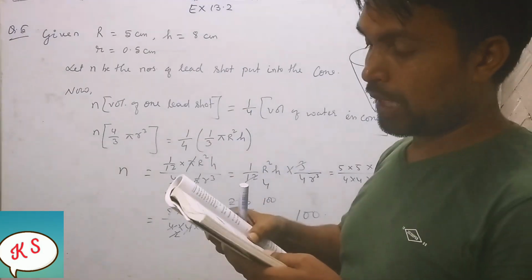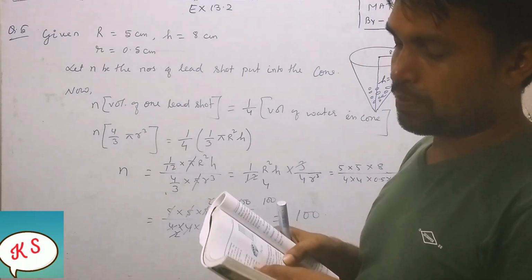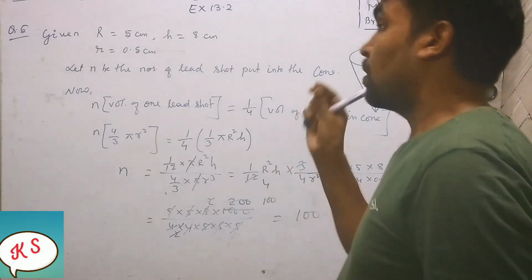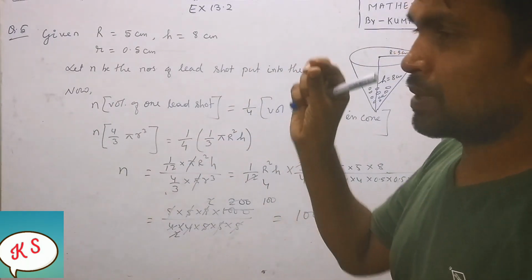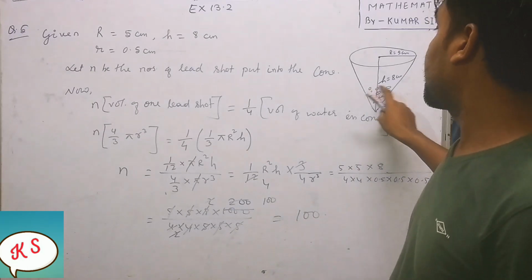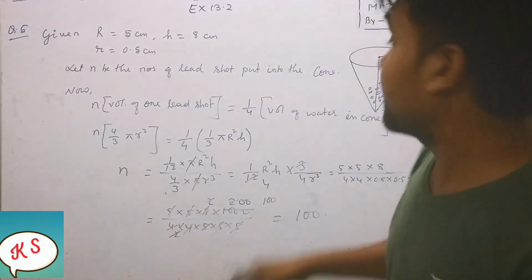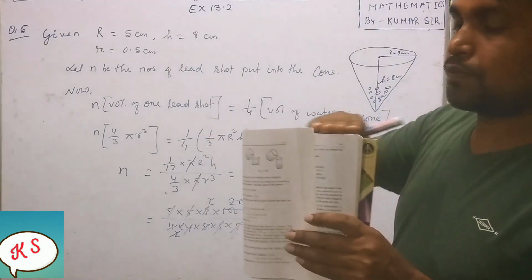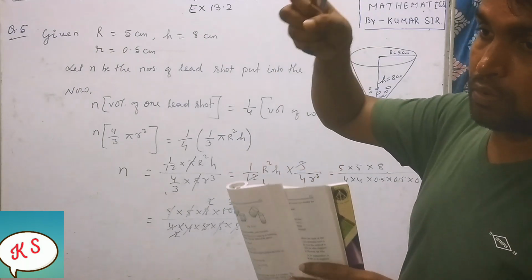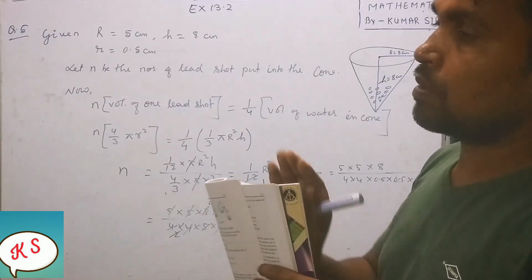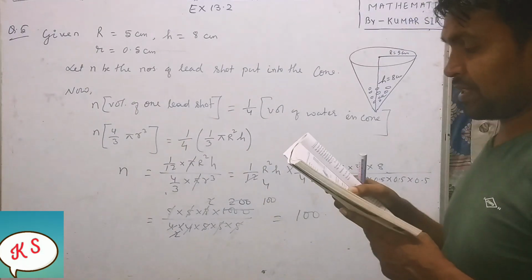When lead shots, each of which is a sphere of radius 0.5 centimeter, are dropped in. So in this completely filled cone we have poured small pebble-type spheres. This one you can see is a spherical shot which we have dropped inside the cone. Now the water is fully filled up to the mark. So when you throw a stone in it, what will happen? Some water will come out of this conical vessel, right?